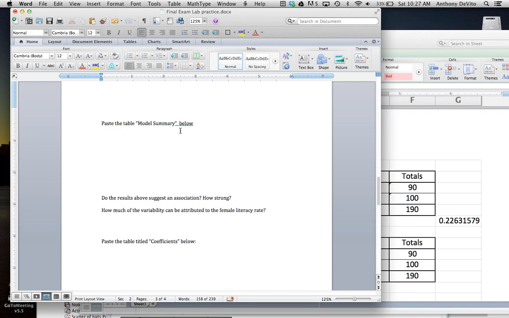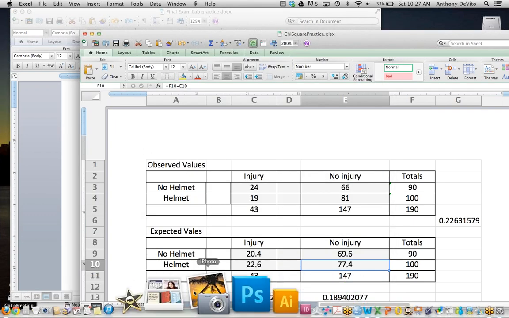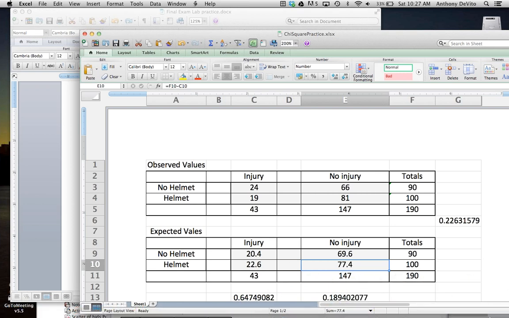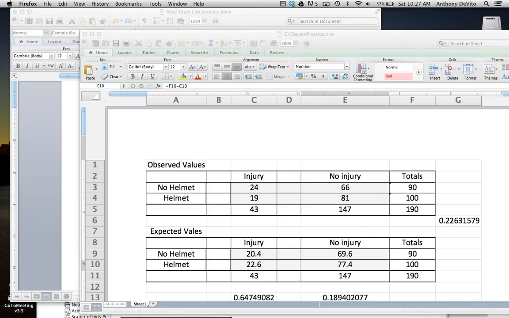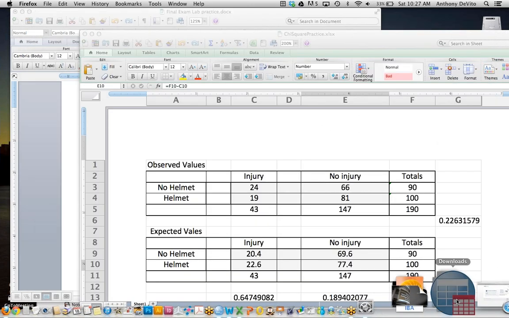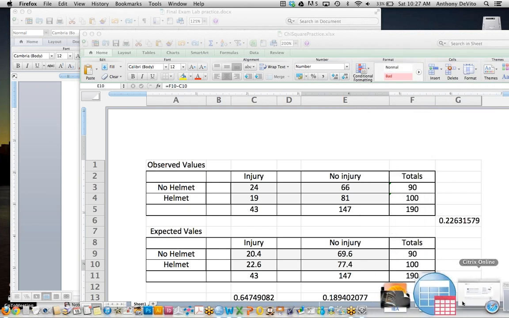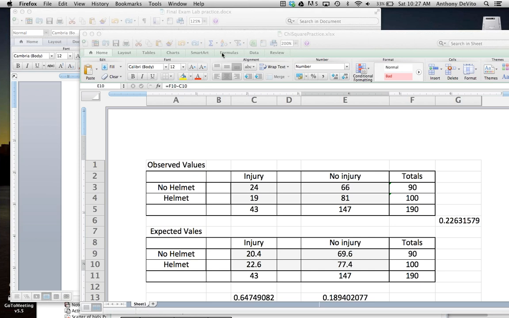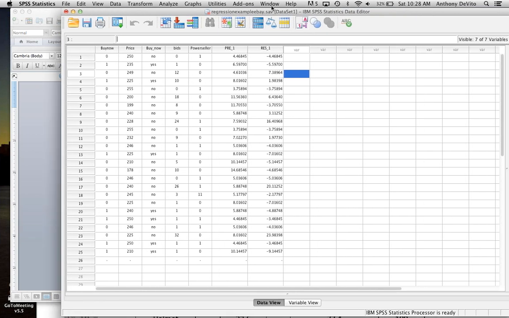Okay, so we're asked to paste in the table that describes the model in SPSS. Let's go to SPSS and get our output. Where is it? There it is. Nope, that's this. Wrong one. I don't want that either. Did I close SPSS? I think I might have closed it. Nope, there it is. And let's go to our output.